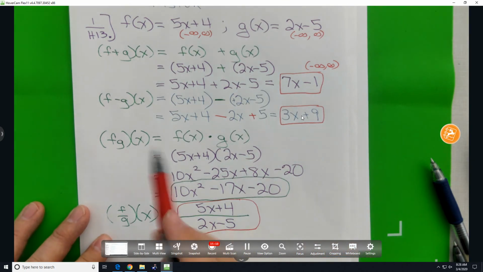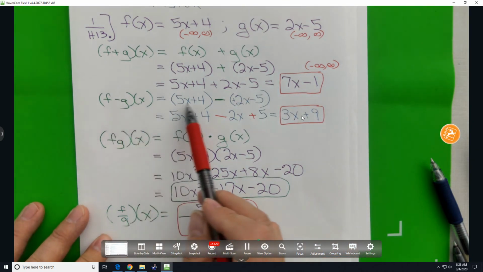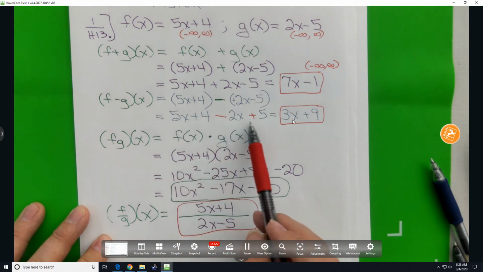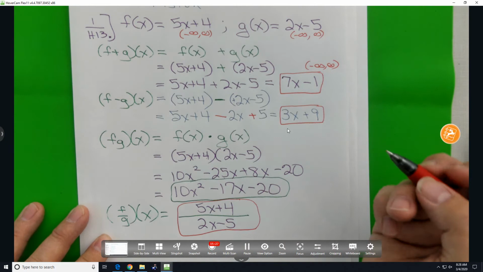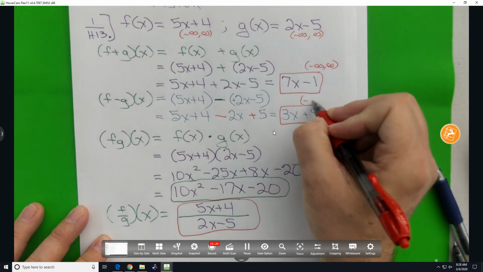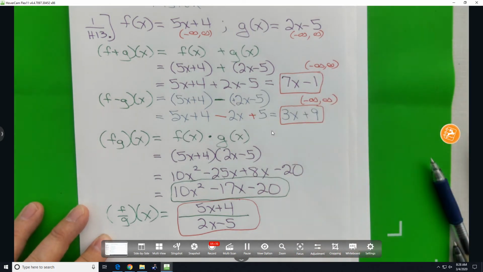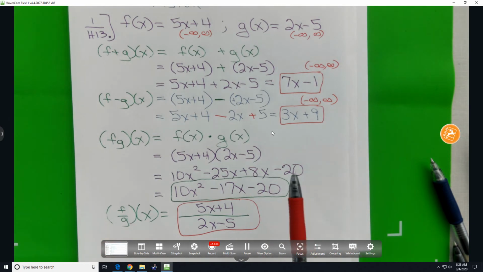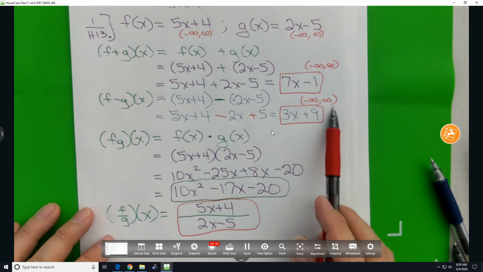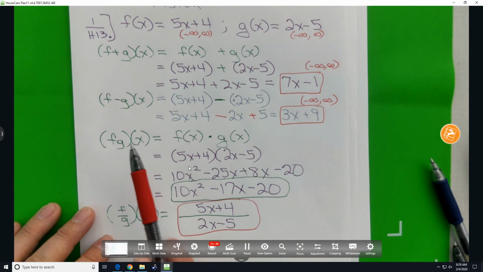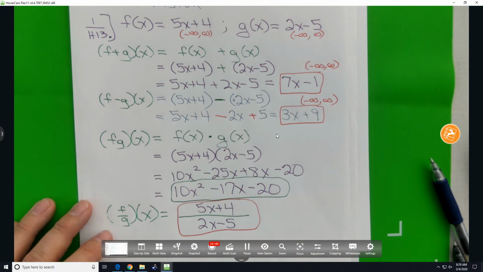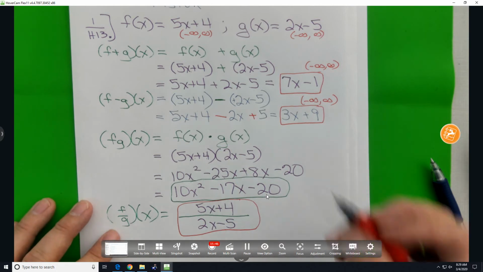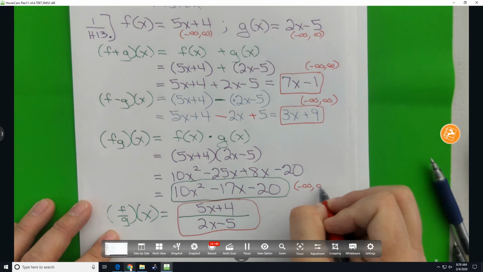Do the same thing for f minus g. Do you see any square roots or fractions? No. So what do you conclude about the domain? All real numbers again, I agree. And all real numbers is just another way of saying negative infinity to positive infinity. F times g, looking through here, what do you conclude about the domain? All real numbers. I'm going to go ahead and put those in right now.